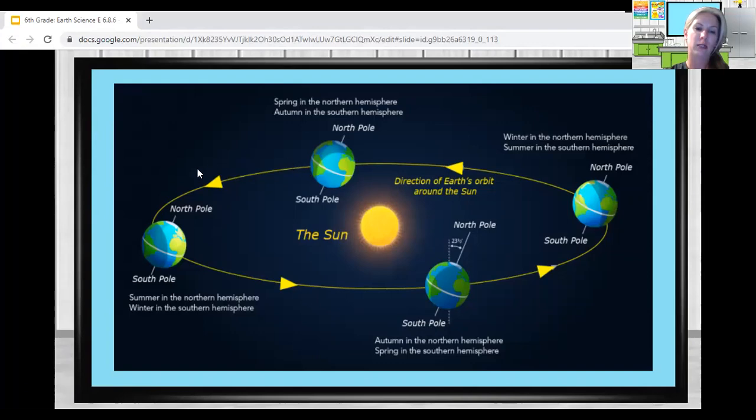The Earth will continue its orbit. And in this picture here, the North Pole is tilted toward the sun, and that is our summer in the Northern Hemisphere. We're getting much more direct rays. We're having longer daytime hours, much higher temperatures, and that's because of this tilt being tilted toward the sun.